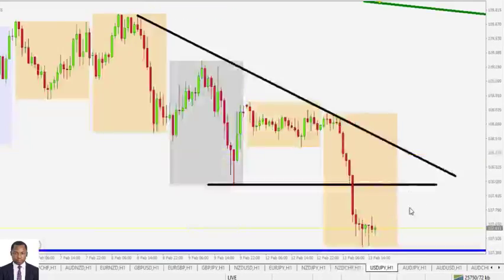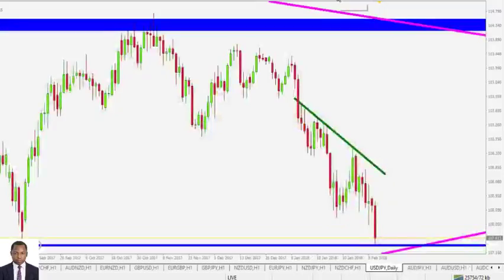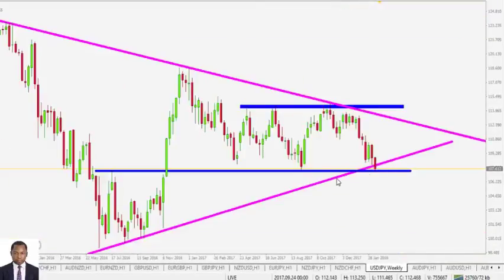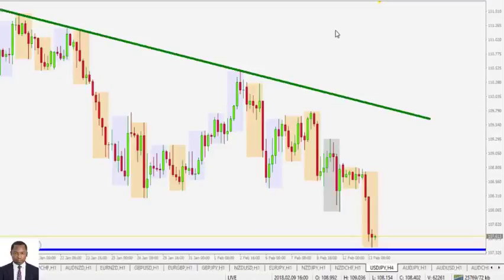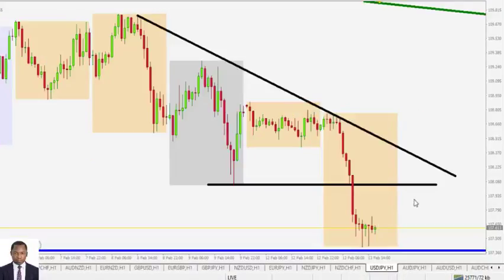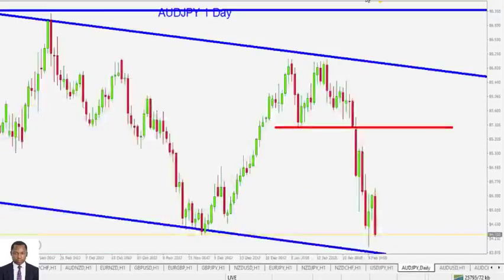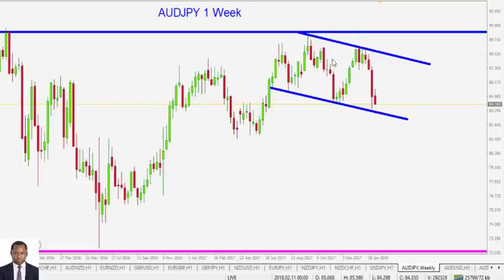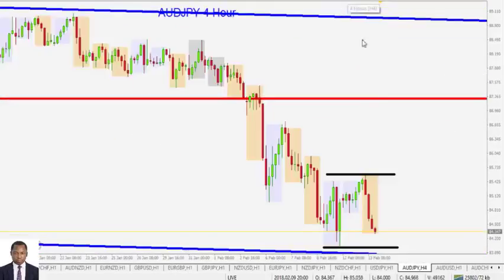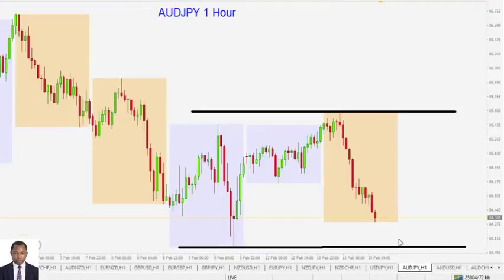Right, nothing there. American dollar against the Japanese yen, still a solid push to that level of support. Nothing to trade. This is just a straight move. Australian dollar against the Japanese yen. Okay, heading towards that level of support. Still not tradable.